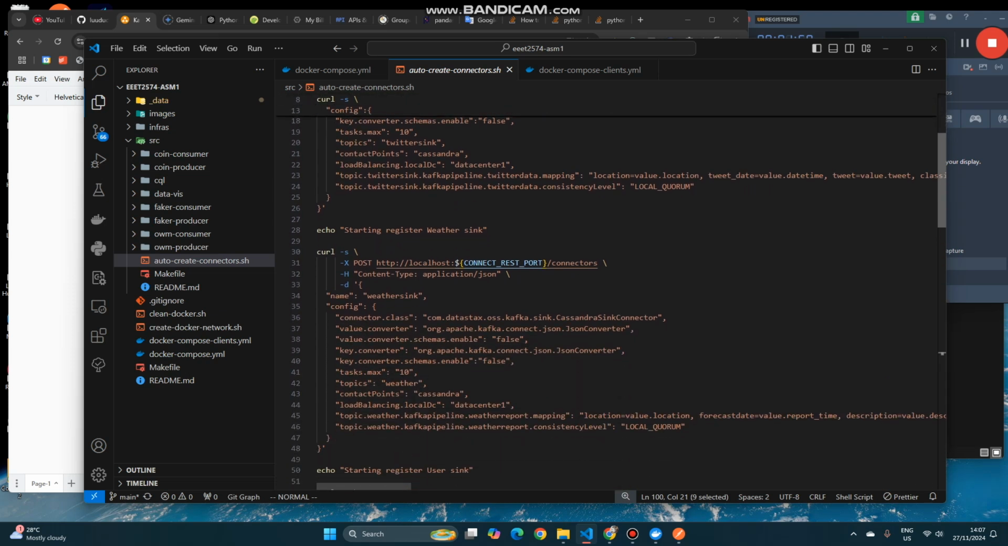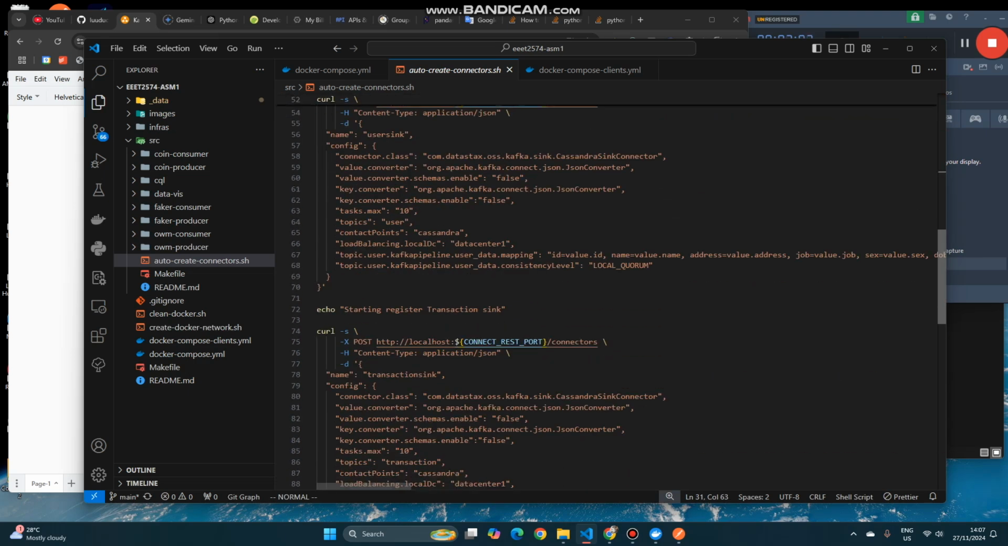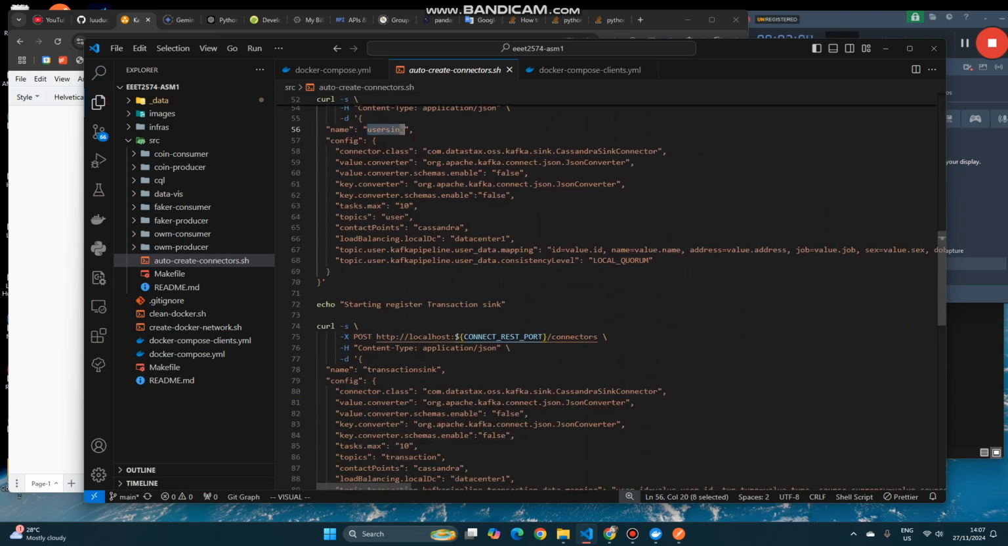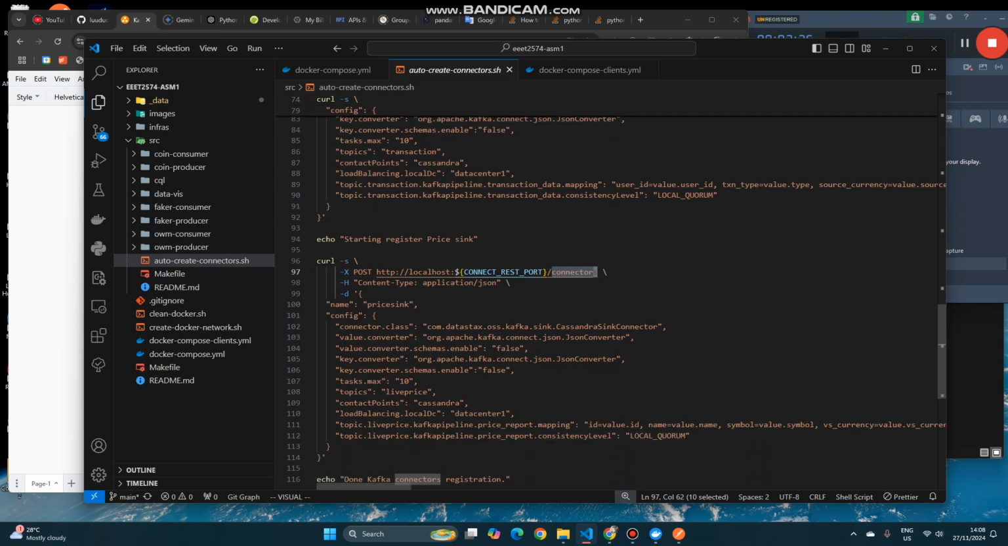many scripts, many connectors. The first one is, for example, the weather sync connector to collect the weather data and insert it into the Cassandra database. The second is the user sync, transaction sync, and pricing. Okay, so this script is gonna make the HTTP request to the Kafka Connect host to create the connectors with the mapping information and the topic information.